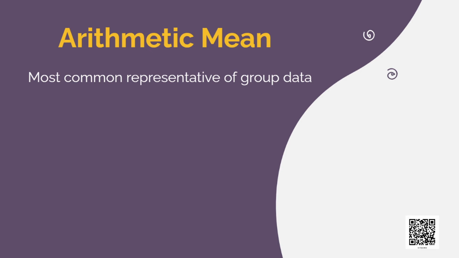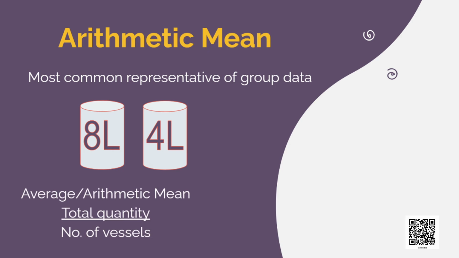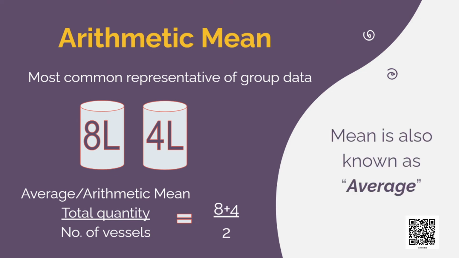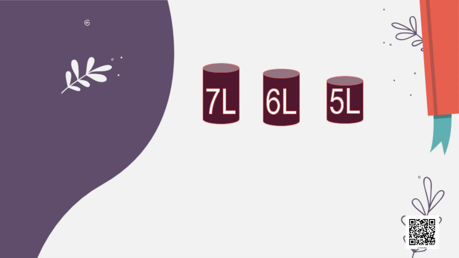Say we have 2 milk cans of 8 liters and 4 liters. So the average quantity of milk in these cans is 6 liters. That is the total quantity divided by the number of vessels, which is 8 plus 4 divided by 2. Mean is also known as average. And arithmetic mean is defined as the sum of all observations divided by the number of observations.